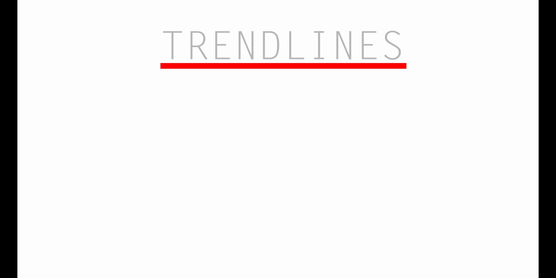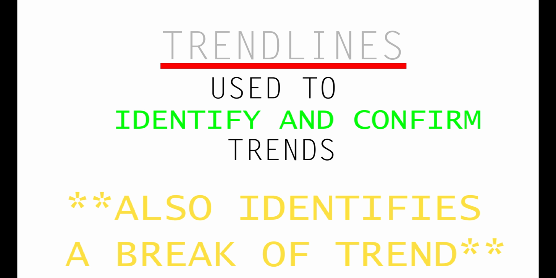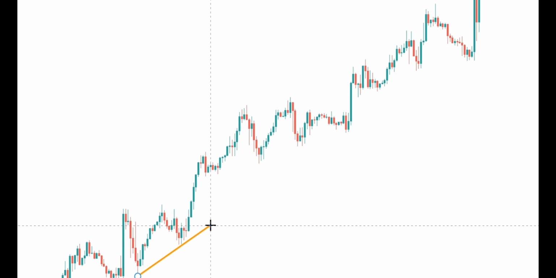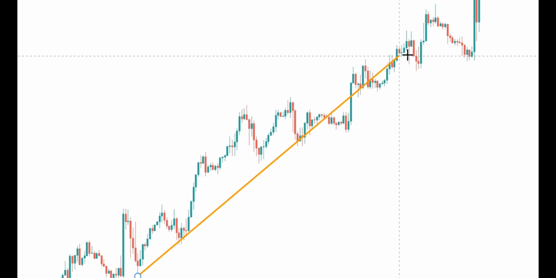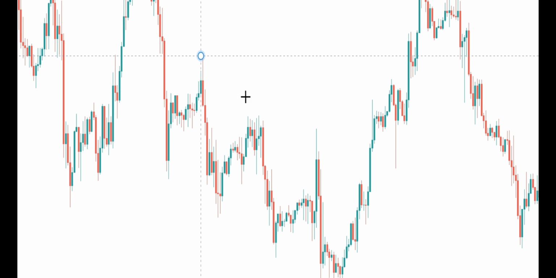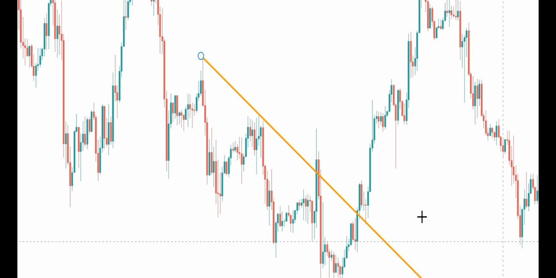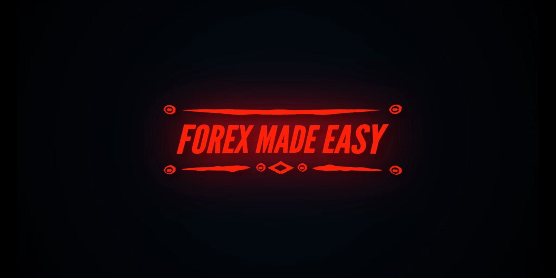Now that you fully understand the three different types of trends, I'm going to move on to trend lines. Trend lines are used to identify and confirm trends, but they can also be used to help you identify when a trend has been broken. So how do you draw a trend line? For an uptrend, you want to connect all of your lows or all of your major troughs. And for a downtrend, you want to connect all of your highs and all of your major peaks. To identify a trend, you only need 2 points, but to confirm a trend, you need 3.